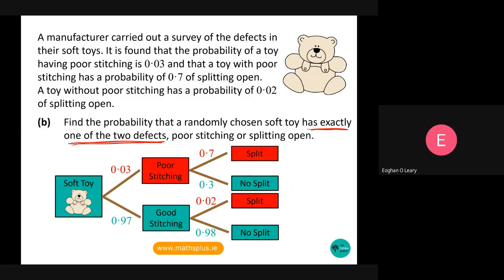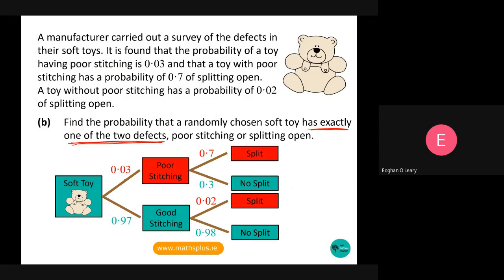So in some ways, it's an unusual type of question because it's saying, what's the chances that you have either poor stitching and does not split open, or good stitching and does split open? So it's kind of the opposite of what you would imagine, because naturally you're thinking if it has poor stitching, it has a good chance of splitting open, which it does. But we must think about this.